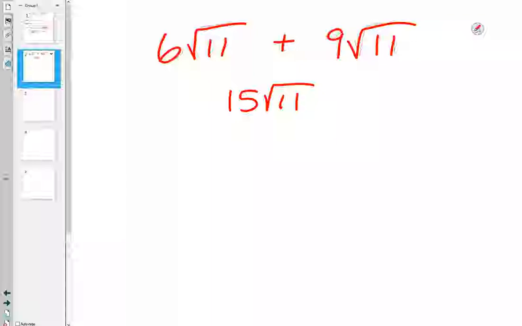And that doesn't change. But there was a second step. You want to make sure that that radical is in simplest radical form. How do I know that I cannot simplify square root of 11? It's prime. Good. Prime.